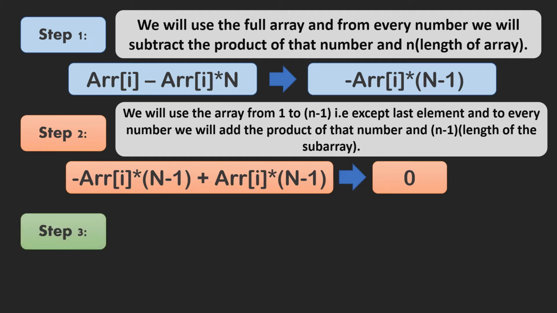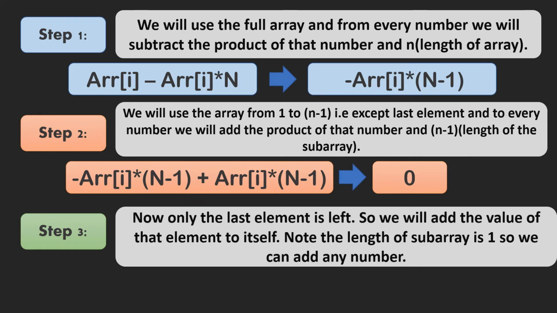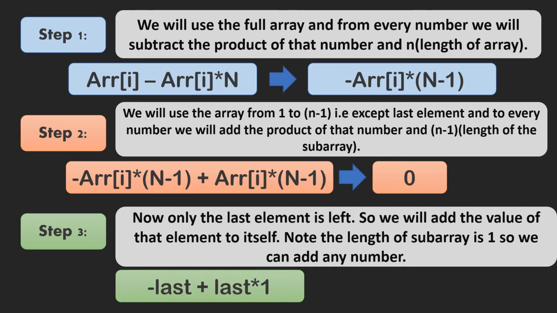Now we move to the last step. Only the last element is left. That means the subarray is of length 1. This means we can add any number. We add the value of the last element to itself, making it 0. That's it. Our problem has been solved.